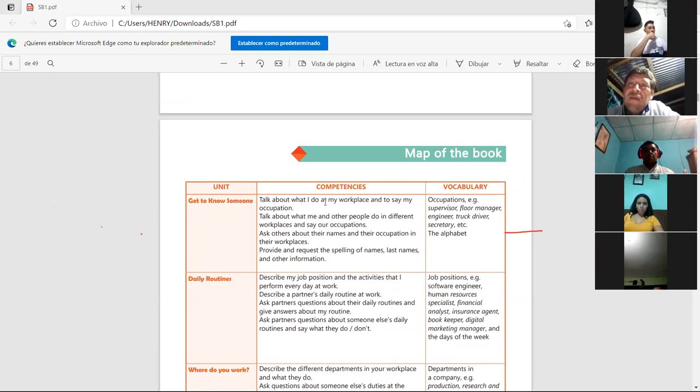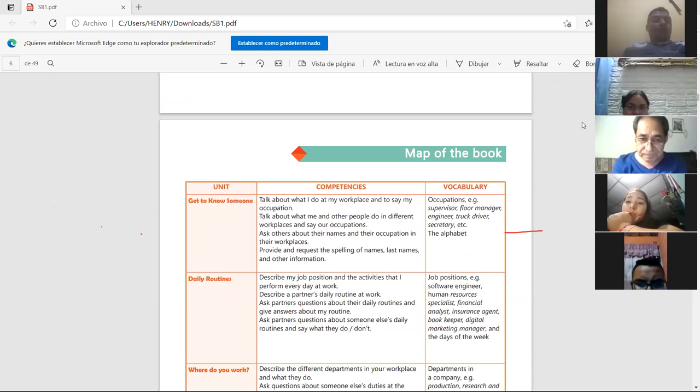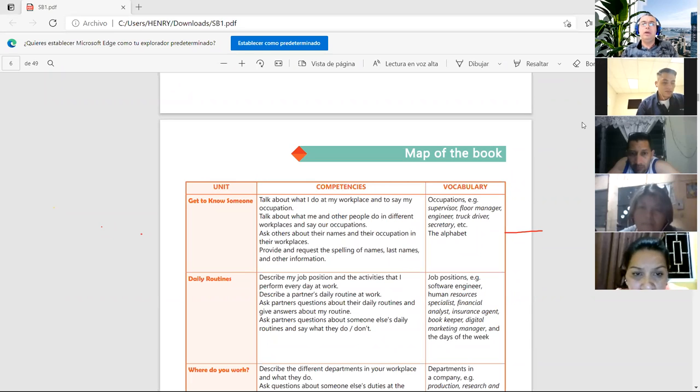I'm going to repeat it. Talk about what I do at my workplace and to say my occupation, right? Hablar sobre lo que yo hago en el lugar del trabajo y decir mi ocupación. Your occupation, you're a supervisor, you're a chef, you're a cook, messenger, president of the company, CEO, whatever, right? And then talk about what me and other people do in different workplaces.